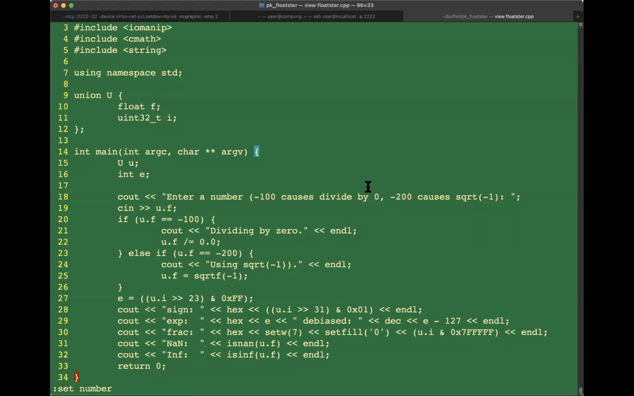Line 28 is going to get the sign bit by itself. So there are 32 bits where bit 31 is the sign. So shift it down by all of the bits except for the sign bit. And just because I'm cautious, I'll still AND it with just 1 bit. What does the AND do? The AND and then the hex.